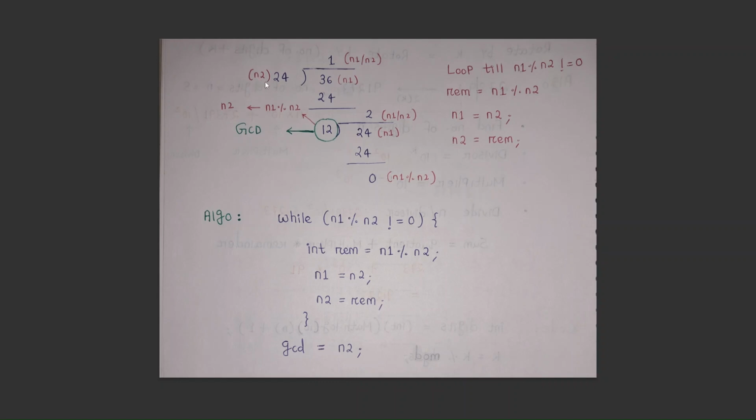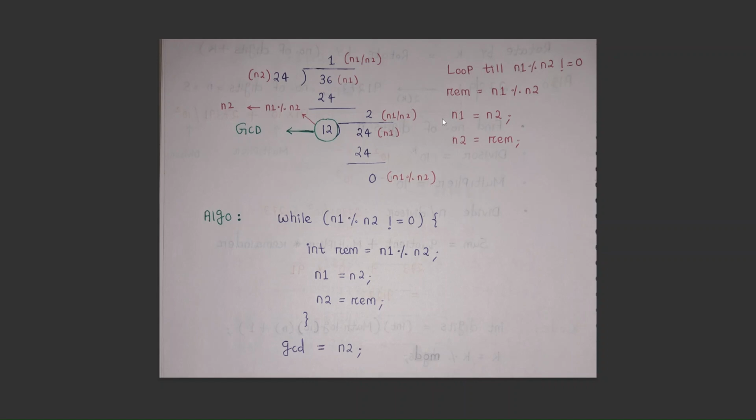What is our divisor? Our divisor is 24, or n2. So the remainder will be equal to n2 for the second case, and n2 will be n1 for the second case, or the second iteration. n2, or the divisor, will be the dividend for the second iteration. n1 % n2, or the remainder, will be the divisor for the second iteration. I think my point is clear.